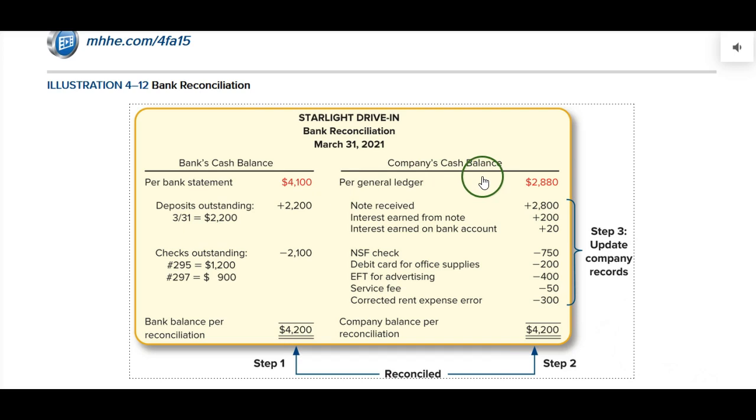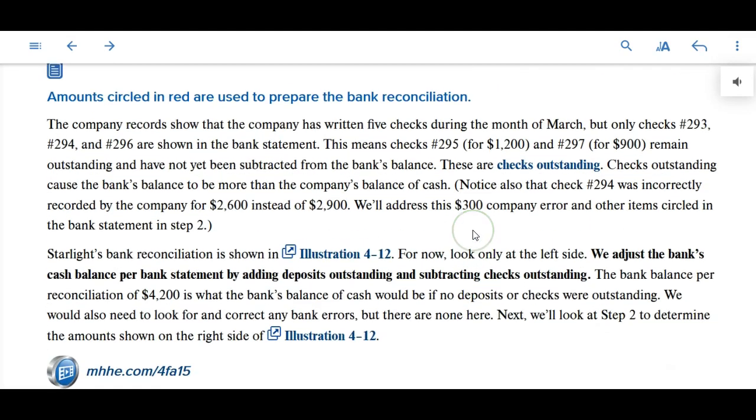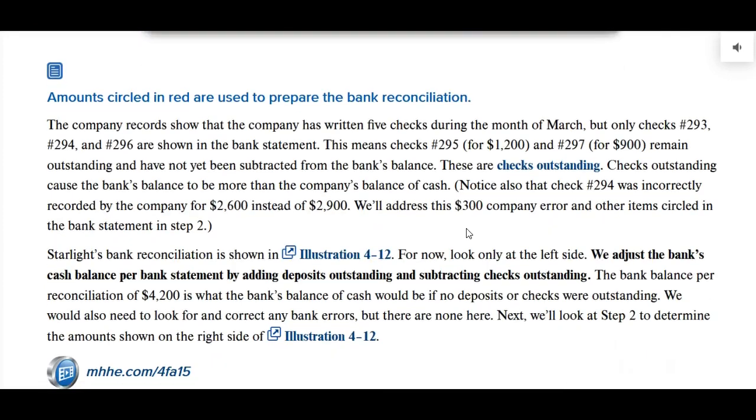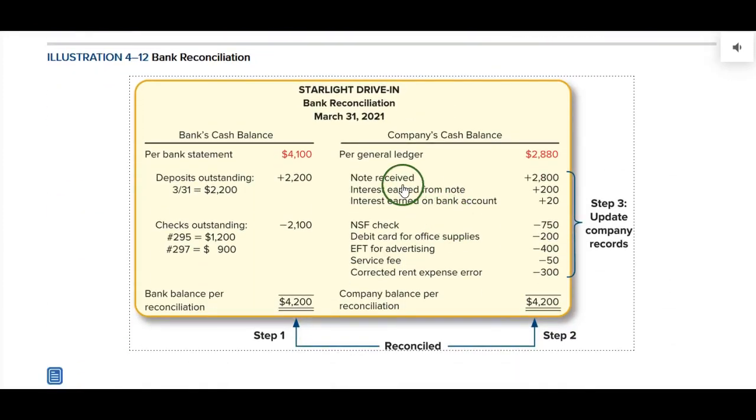Now let's look at the company cash balance. We start first of all with the general ledger cash account balance, $2,880 in our books. Now we start adding items that the bank included in the bank statement and put in our account that we have not recorded yet. Here's the note I talked about, and you'll find that all that is in the reading up here. You can read through this for the explanation. But the note itself was $2,800. The interest on that same note, $200. The bank collected that and gave us credit for that.